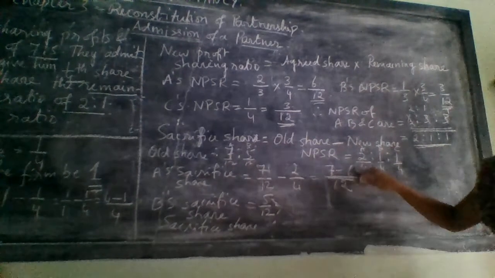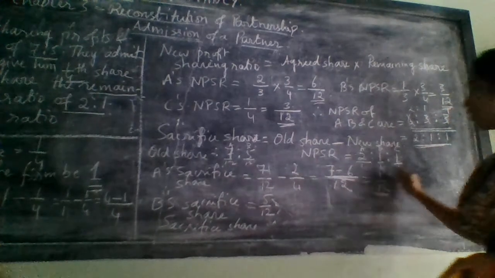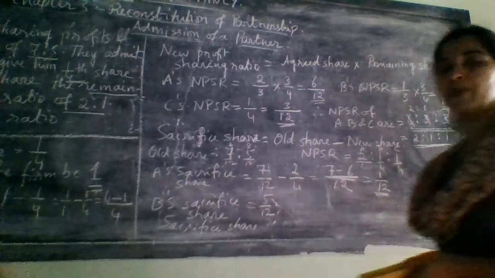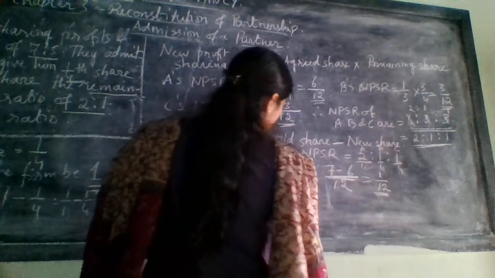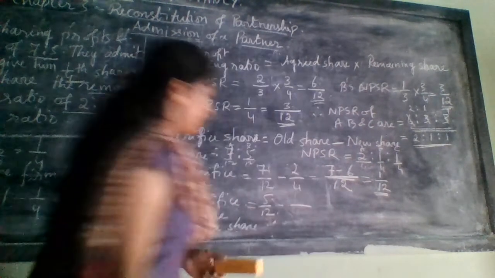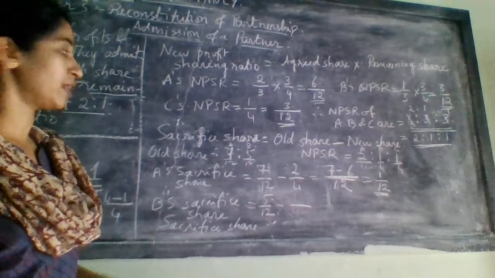7 minus 6, 1 divided by 12. Directly you got here, see, 1. One step simplification form you will get first only here, because this is a simple method, but many will get confused with this. That's why I told you the first method.